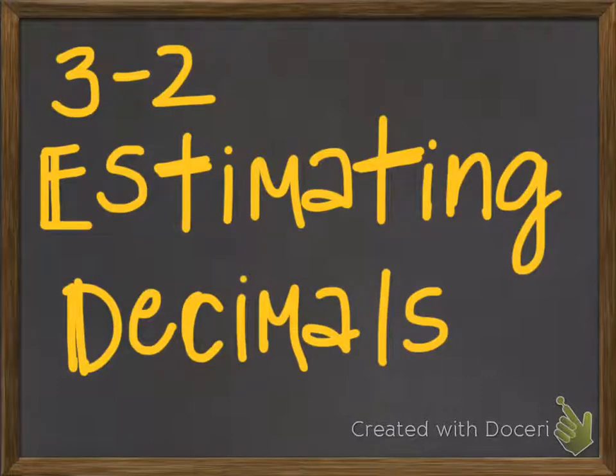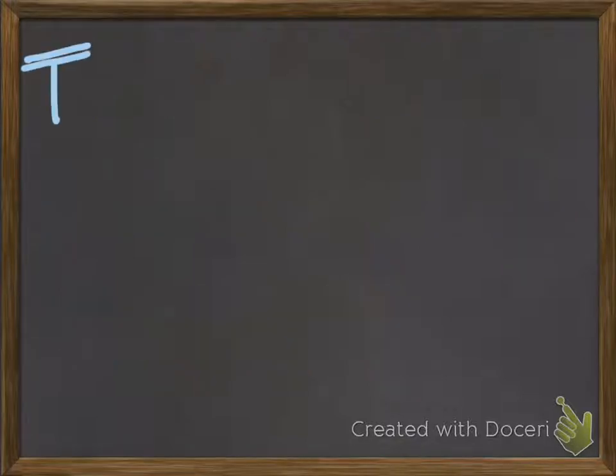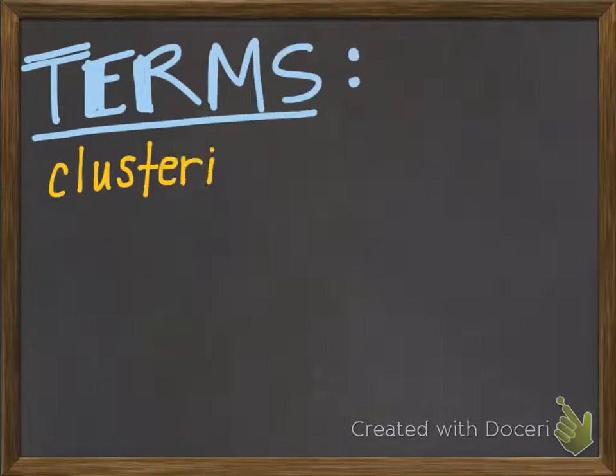Notebook should be out. You have to take class notes for your homework tonight. At the top it should be this title, 3-2 Estimating Decimals. The next thing that you need to have in your class notes is the terms that we're going to be using.